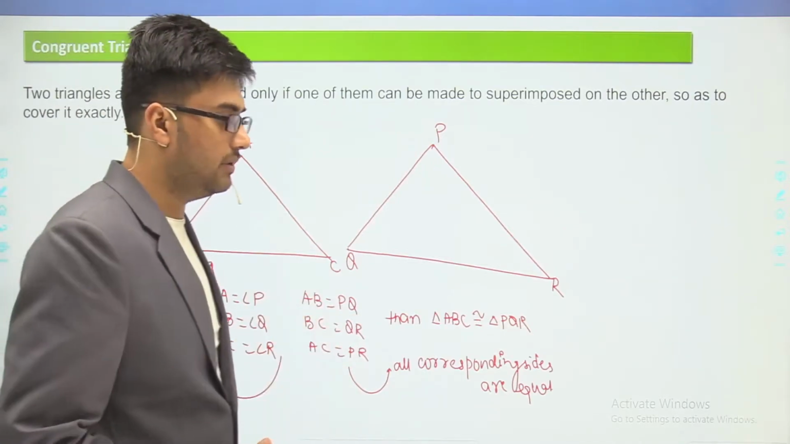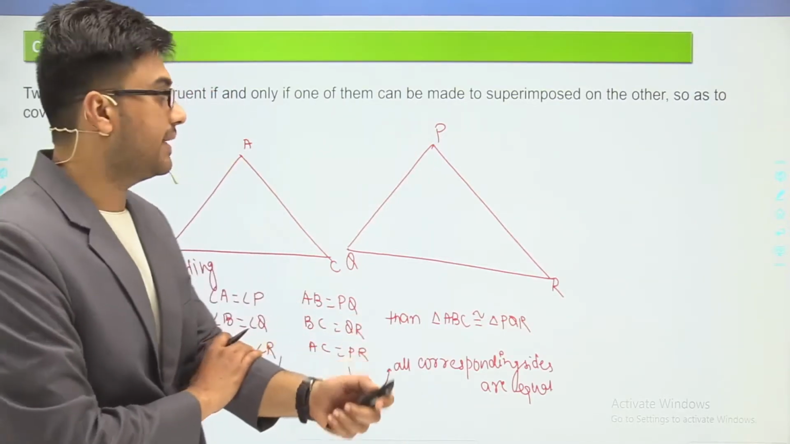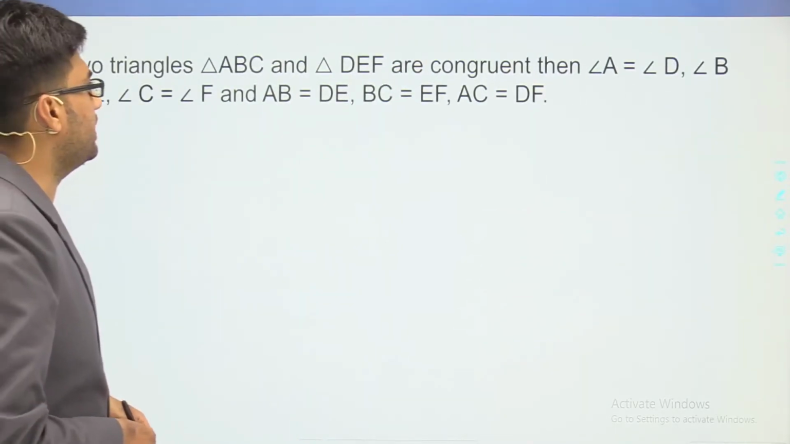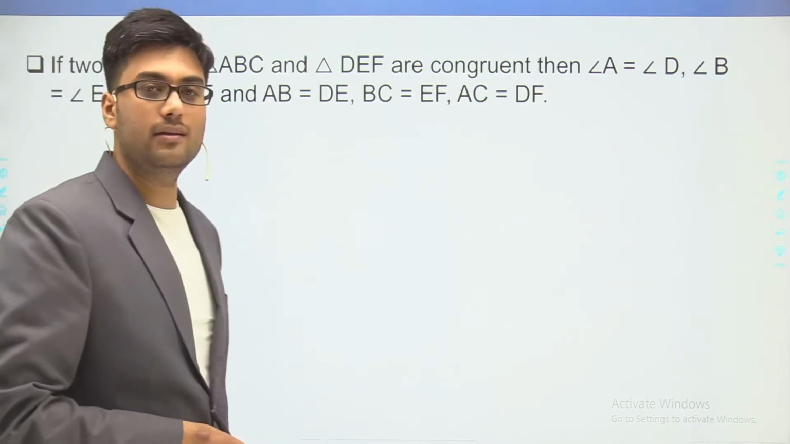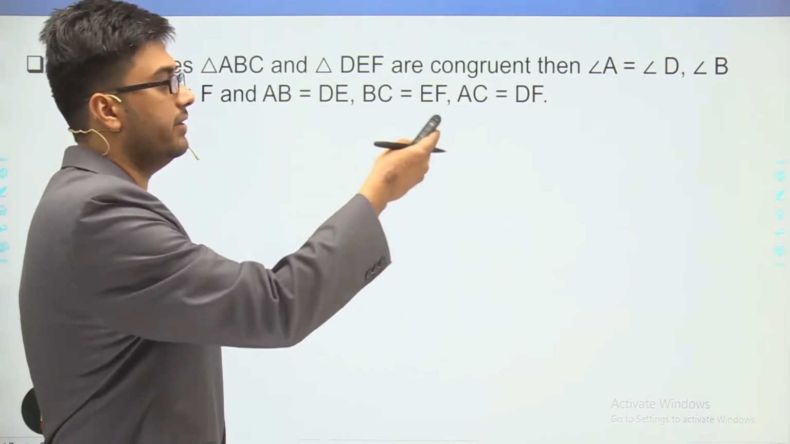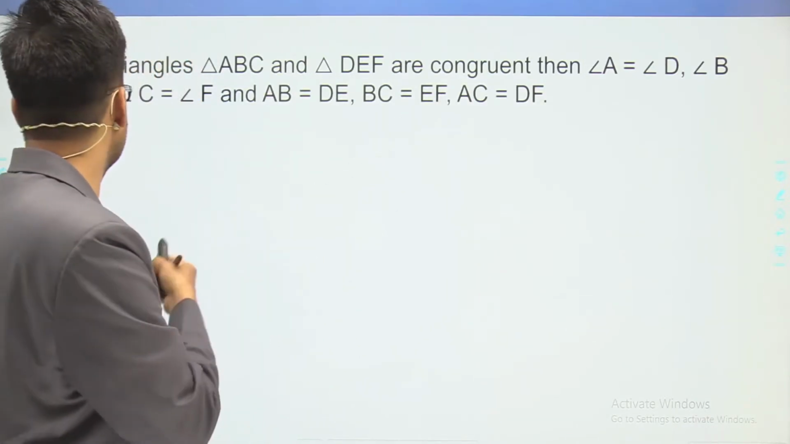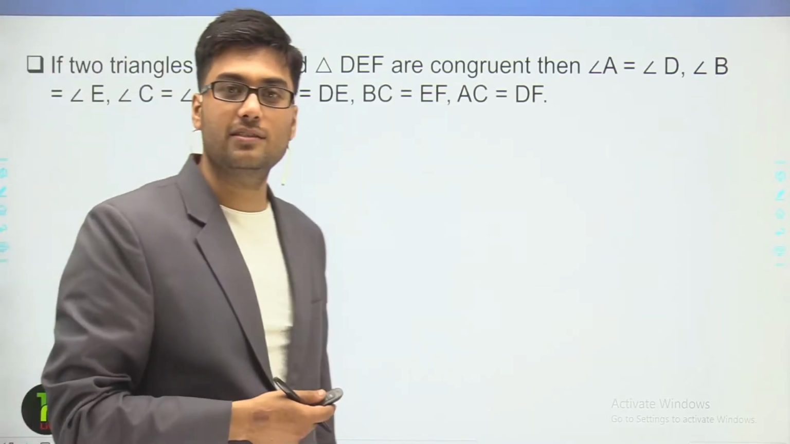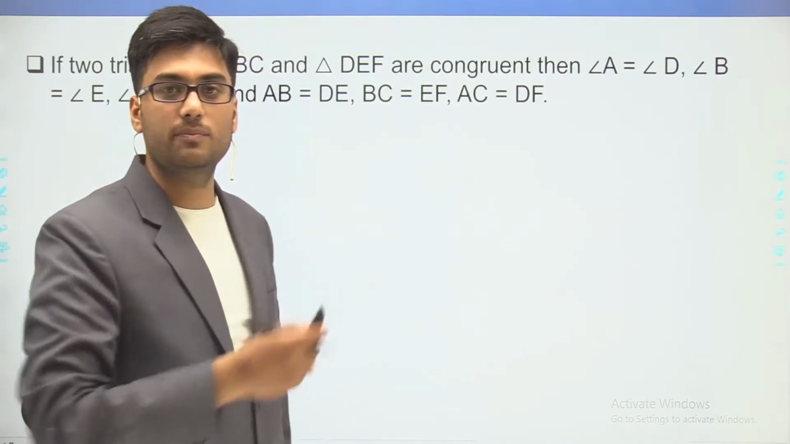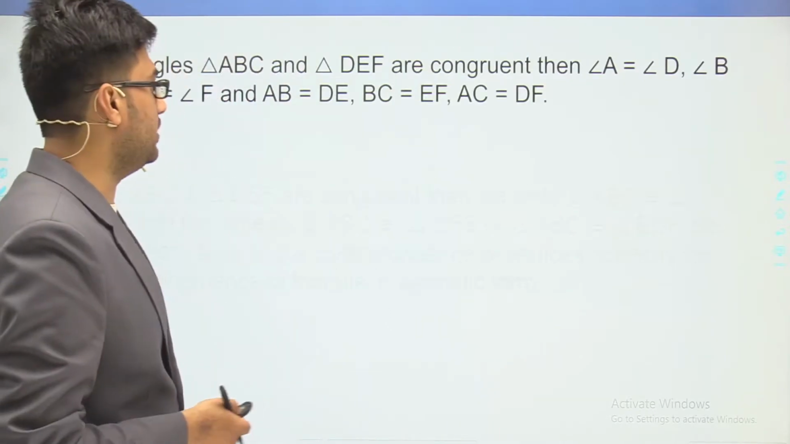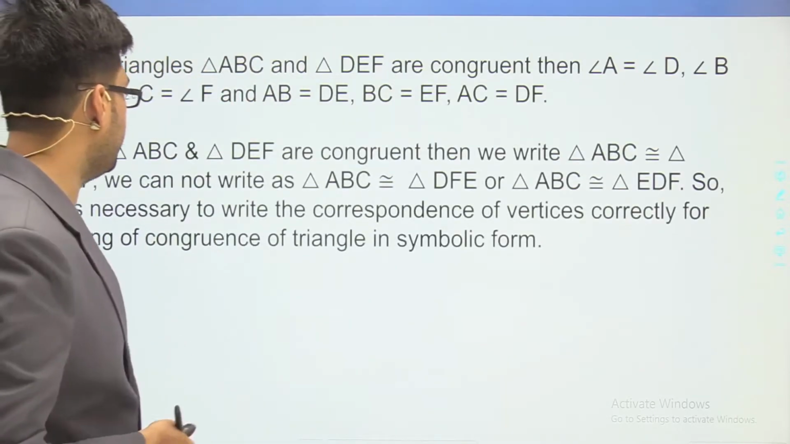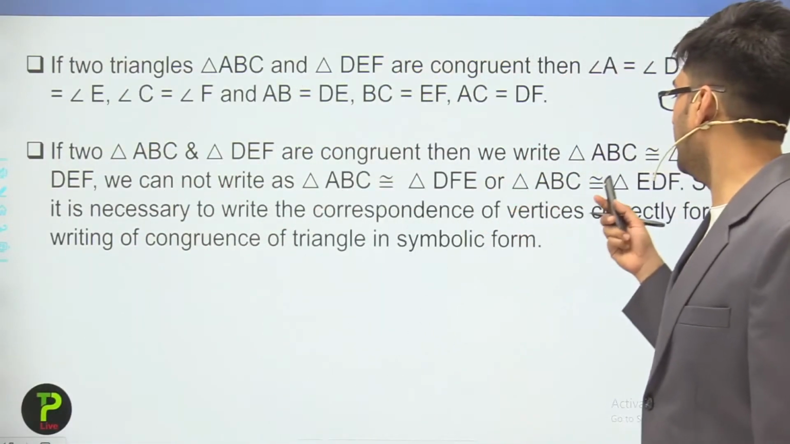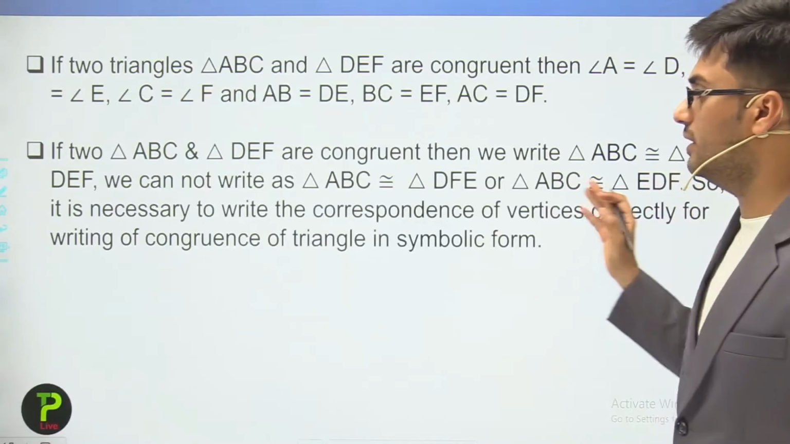Now let's discuss more about the congruency of triangles. So students, if two triangles ABC and DEF are congruent, then angle A is equal to angle D, angle B is equal to angle E, angle C is equal to angle F, and the corresponding sides are also equal. We already discussed this in the previous slide. Now the next is, if two triangles ABC and DEF are congruent, then we write triangle ABC congruent to triangle DEF.